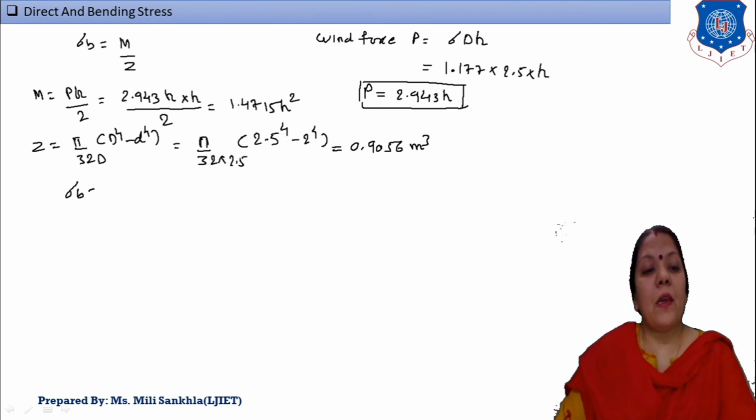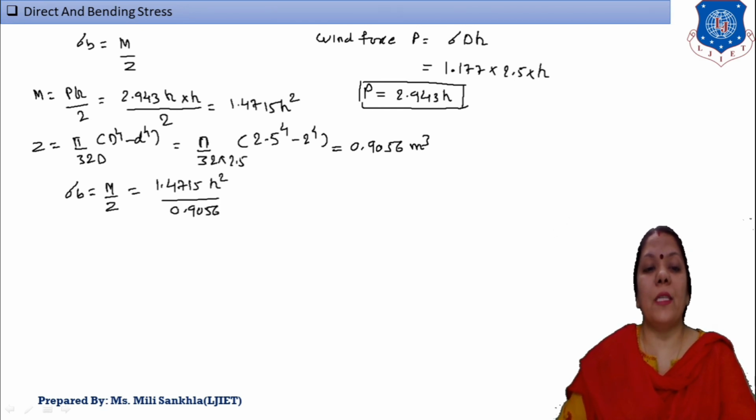Now we find out sigma B. Sigma B is equal to M by Z. M means 1.4715 h square, and Z is equal to 0.0956. After dividing, we get sigma B is equal to 15.39 h square. Okay, now here we find sigma maximum and sigma minimum.